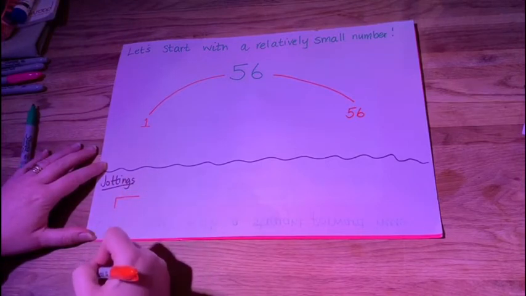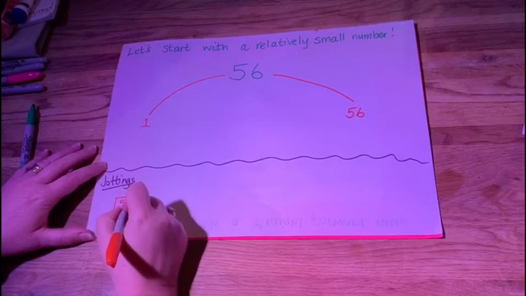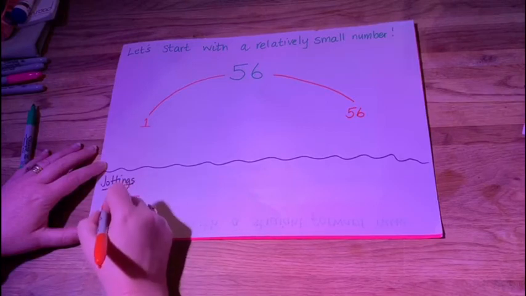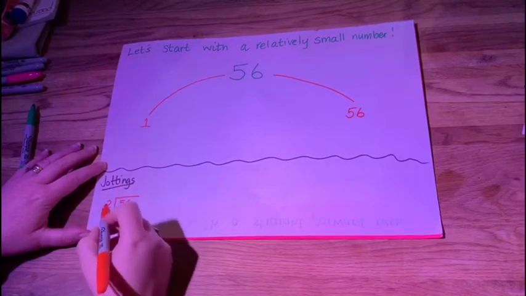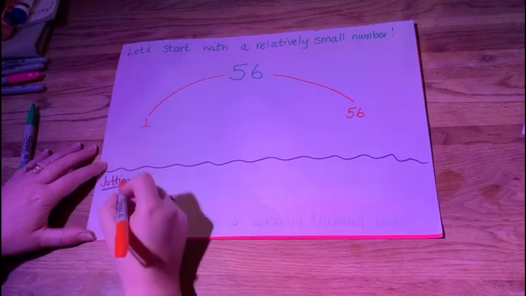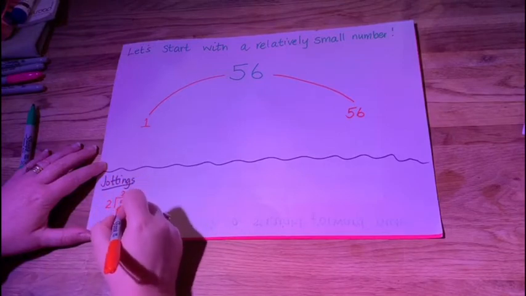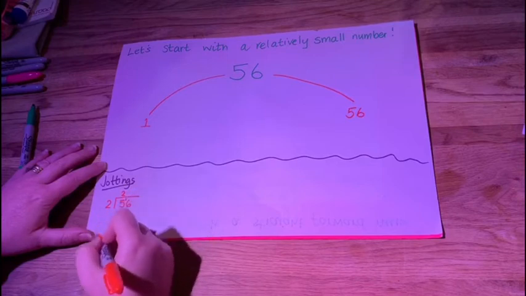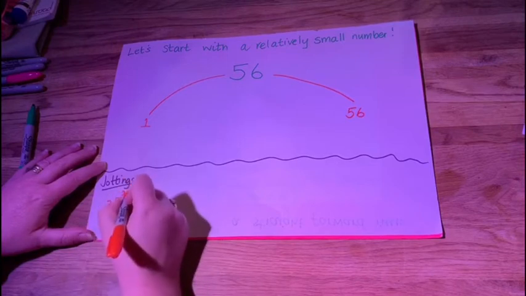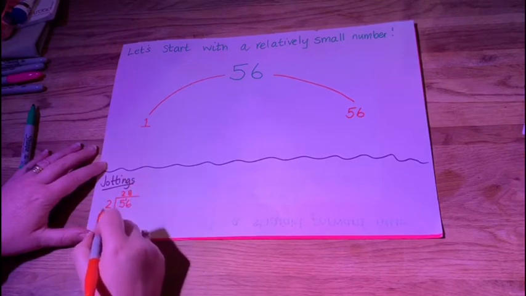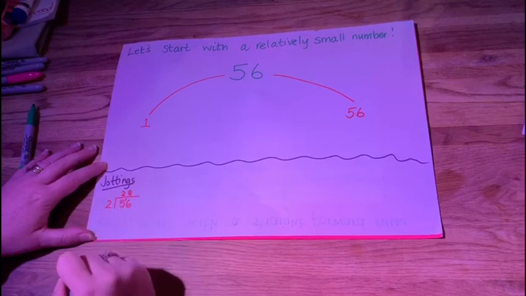So I'm going to use my bus stop method. I'm going to put my 56 in my bus stop and I'm going to put my 2 outside. 2's into 5 go twice with 1 left over. So I move that over into my next column. 2's into 16 go 8 times. So 2 times 28 makes 56.